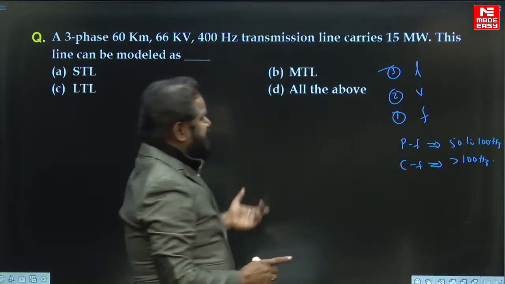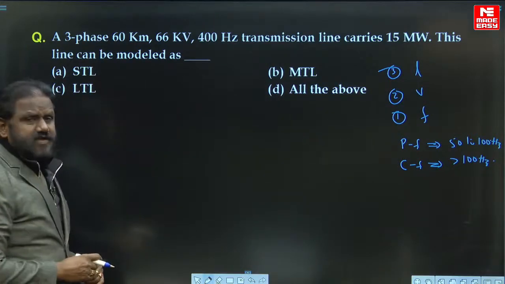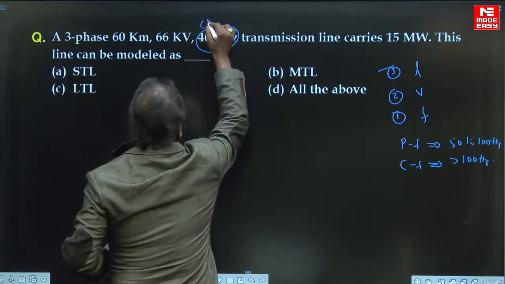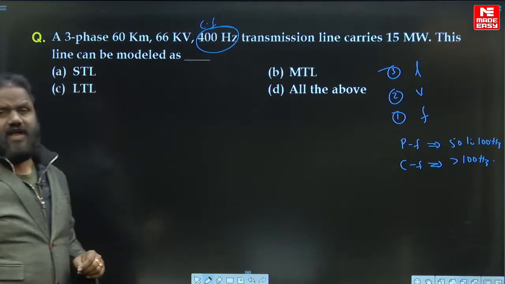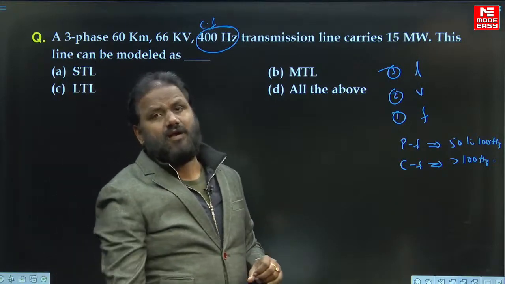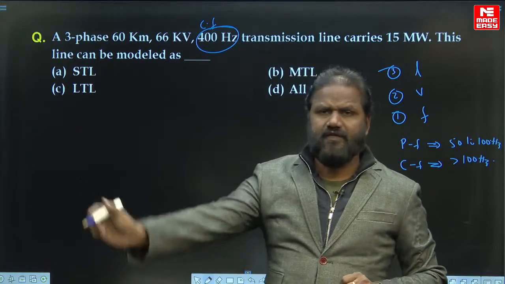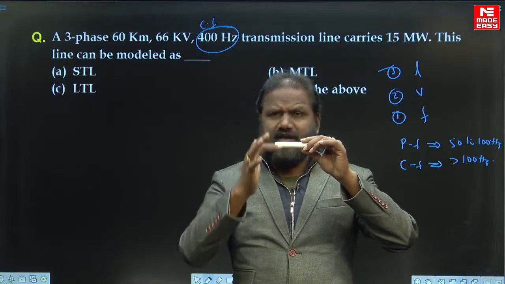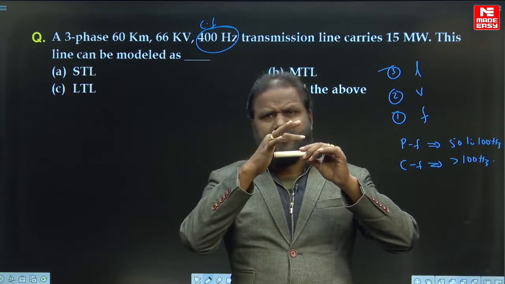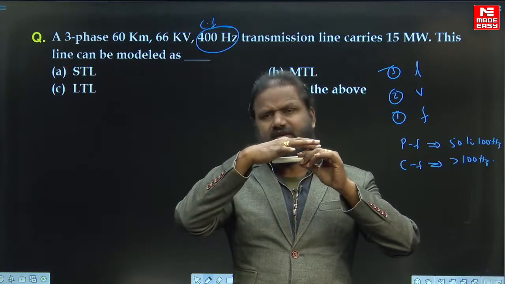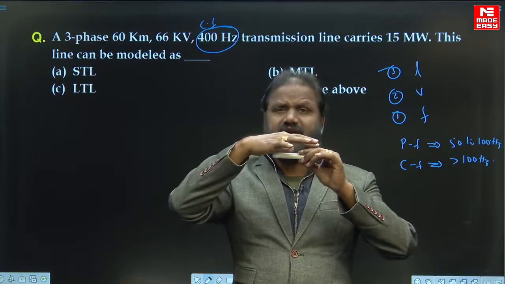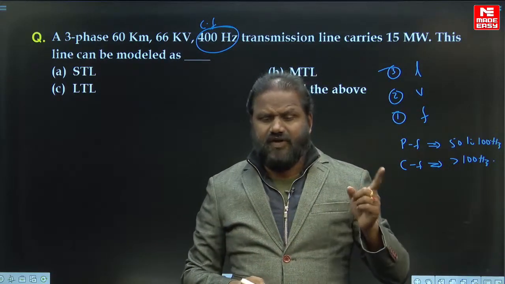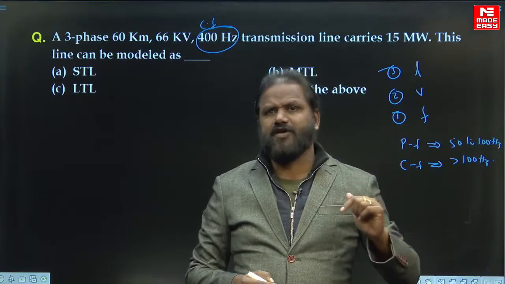Here, tell me, the operating frequency is how much? It is 400. That means this is in the range of carrier frequency. Carrier frequency transmission is possible only in long transmission lines. What is carrier frequency transmission? Only the conductor is there, and around this conductor there is certain ionized space. Through this ionized space a high frequency signal is sent. For what purpose? Two purposes: one is communication, another is protection.